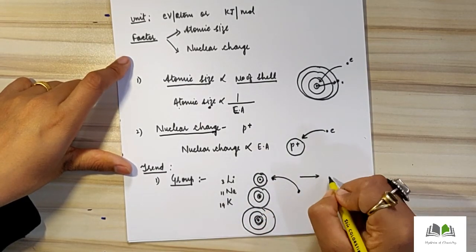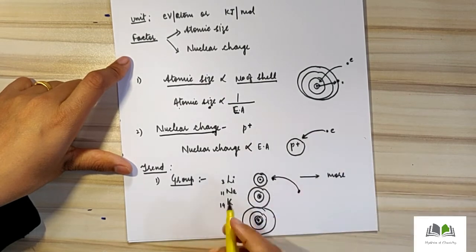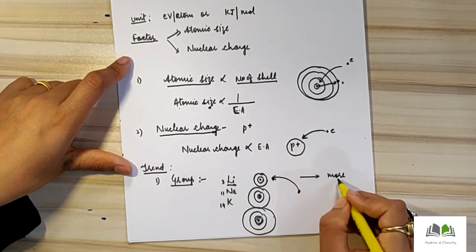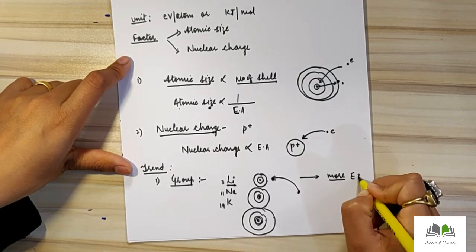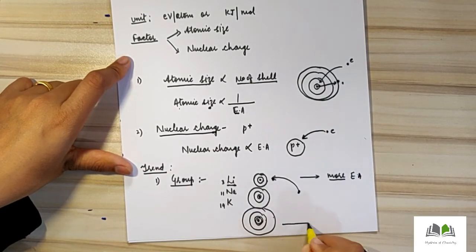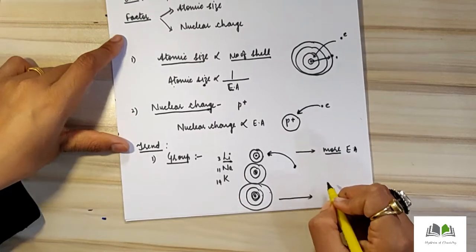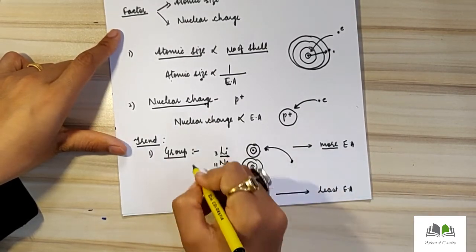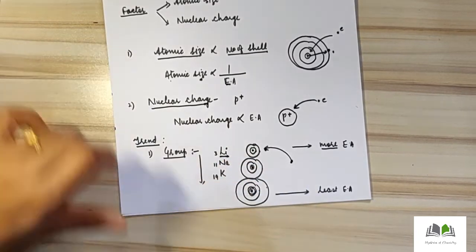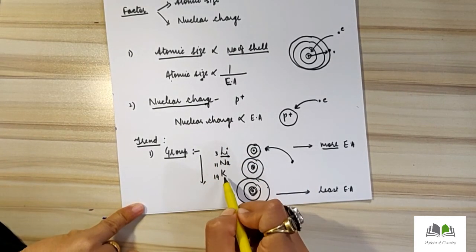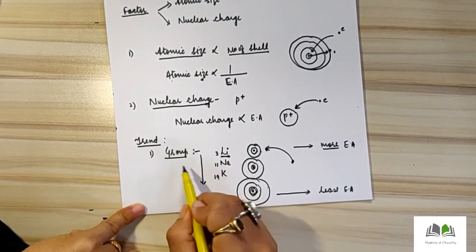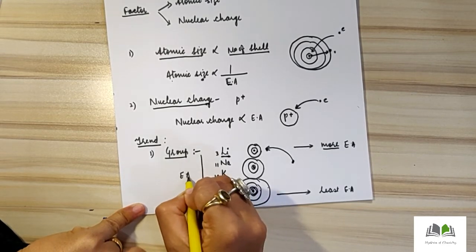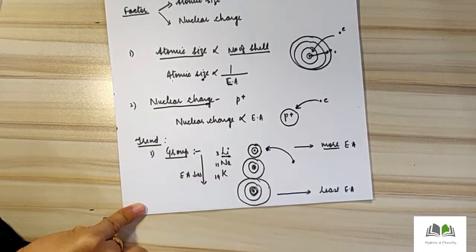So we can say that the element which is present at the top of a group will have more electron affinity values, and the atom which is present at the bottom of the group will have the least electron affinity value. So what we have concluded from this is, as we move from top to bottom in a group, what will happen to the electron affinity value? The electron affinity value decreases.